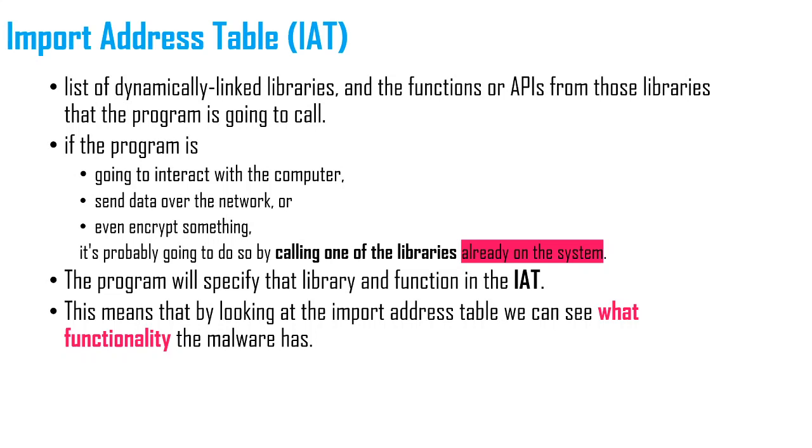It consists of the information about where the malicious program is going to run. For the execution of the malicious program, it needs some supporting files. It is going to get those supporting files from the particular system where it runs, and this information is present in the import address table. The program will specify the library and the functions in the import address table. This means that by looking at the import address table, we can see what functionality the malware has. So we are going to analyze the import address table of a particular malicious file and see what the functionality of that malware is.